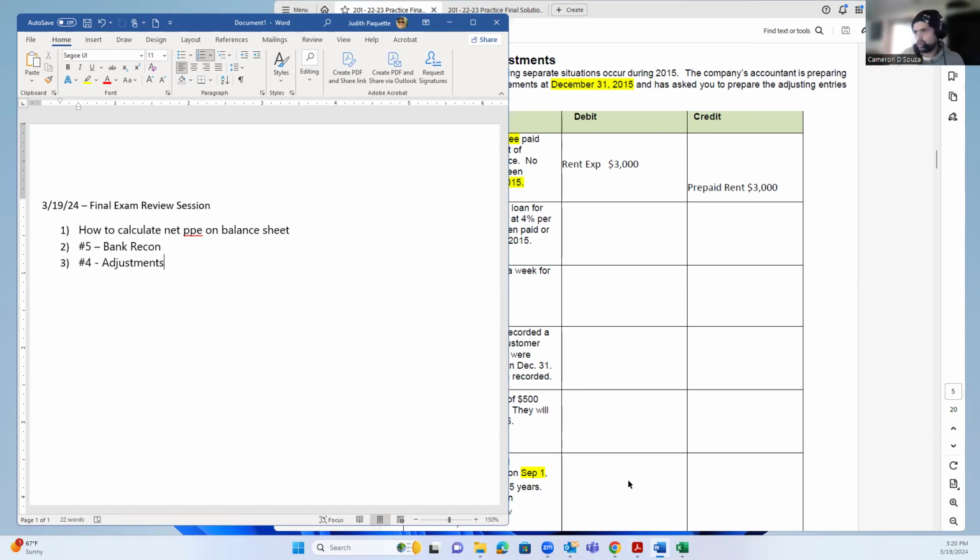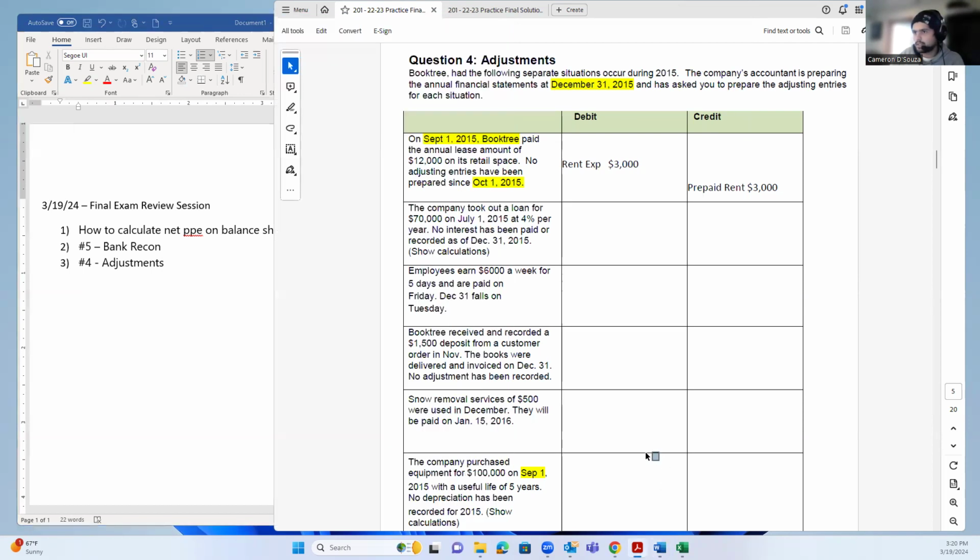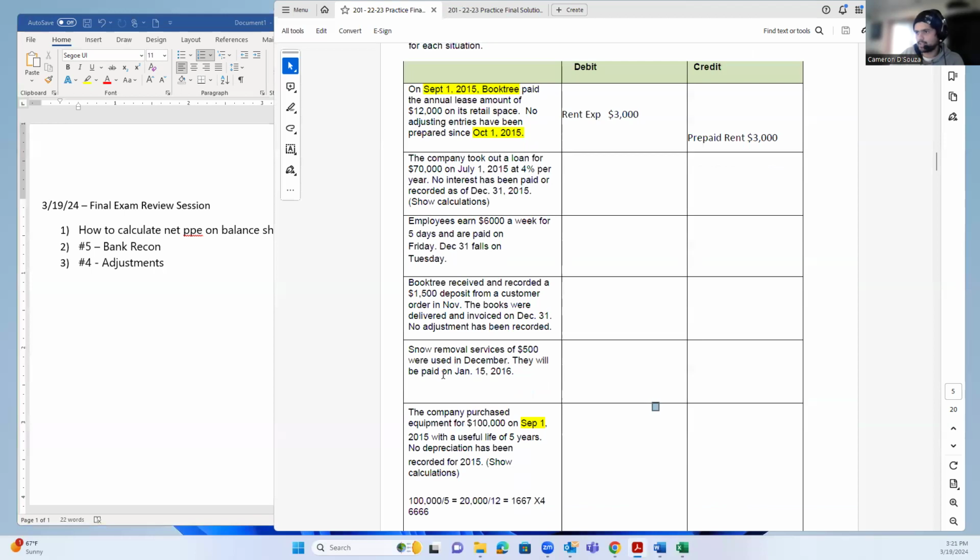I guess one quick one on the adjustments, on the snow removal services one. The answer key had that as snow removal expense. What would you call it? I called it wages expense, but I guess you're not normally paying a wage to the snow removal people, so I thought probably it was not correct. Utilities expense.